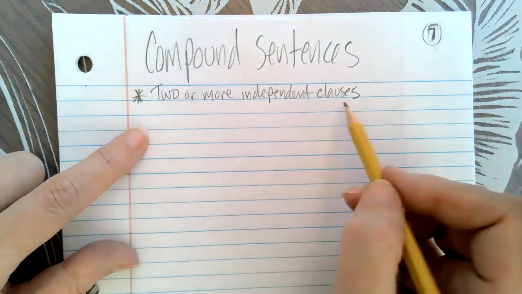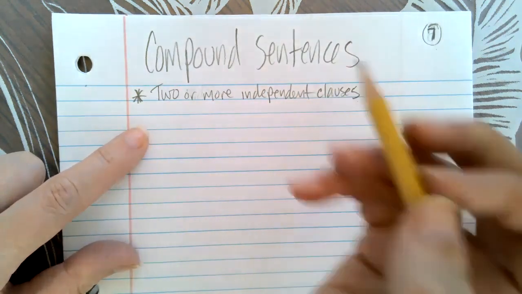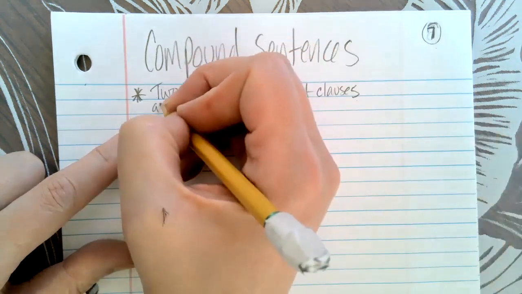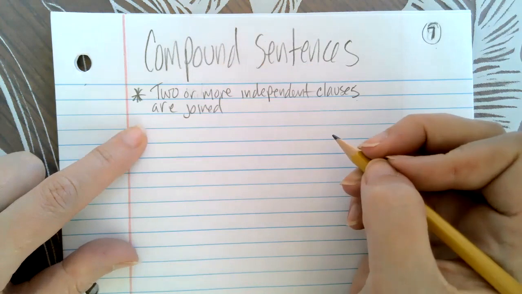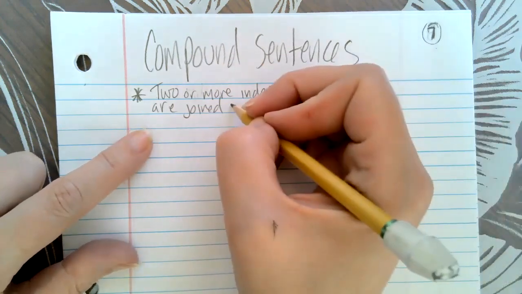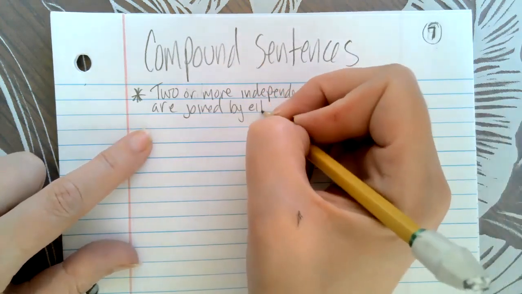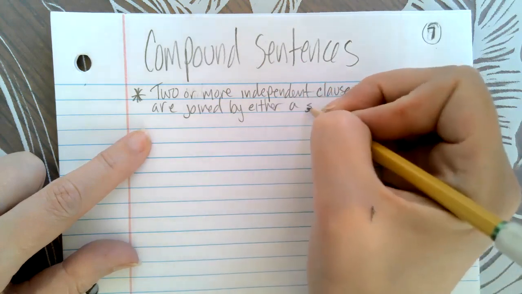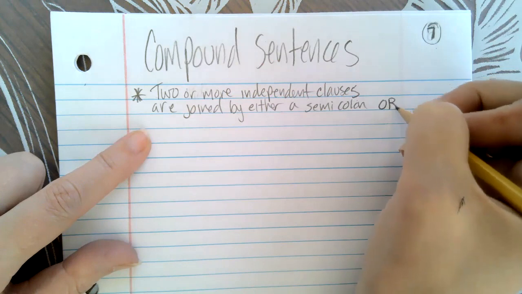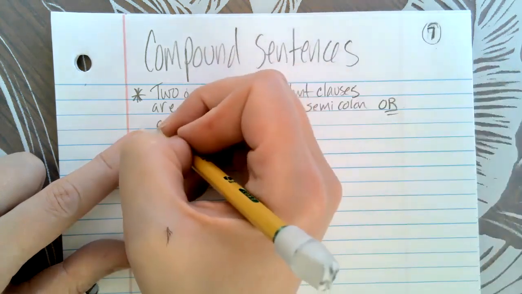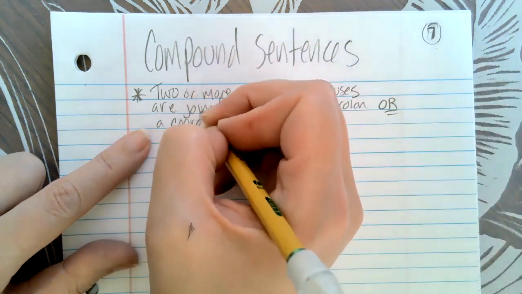Okay, so we have 2 or more independent clauses, and these clauses are specifically joined by either a semicolon or, more commonly, a coordinating conjunction.